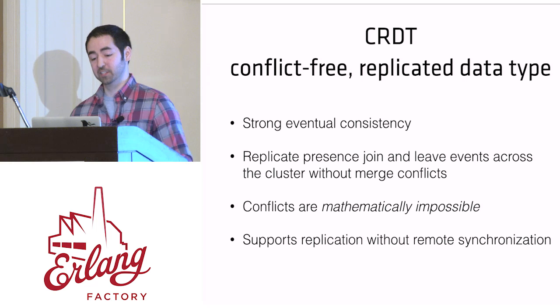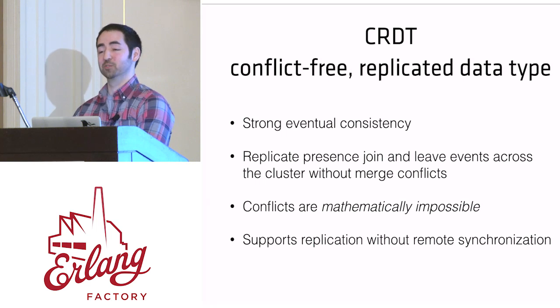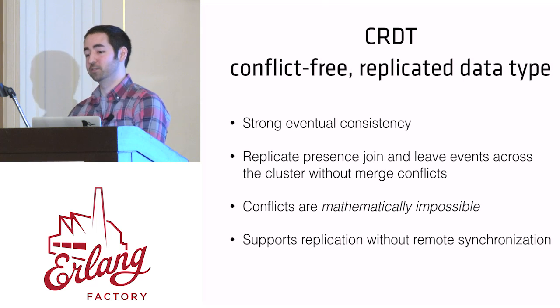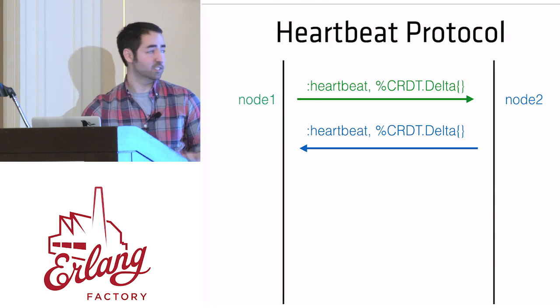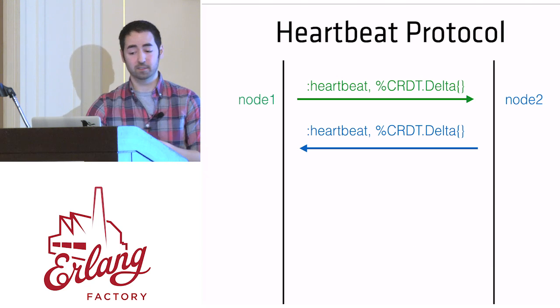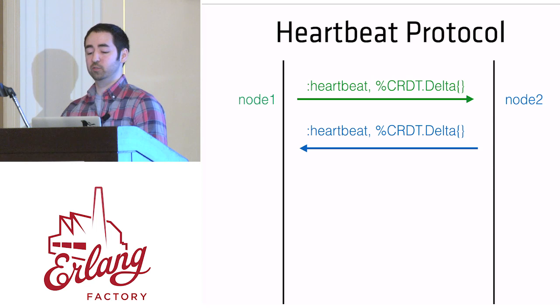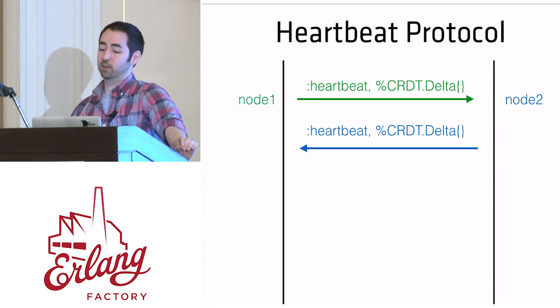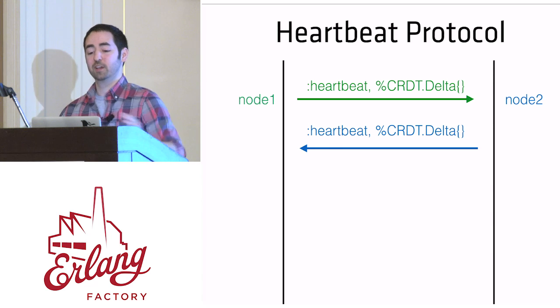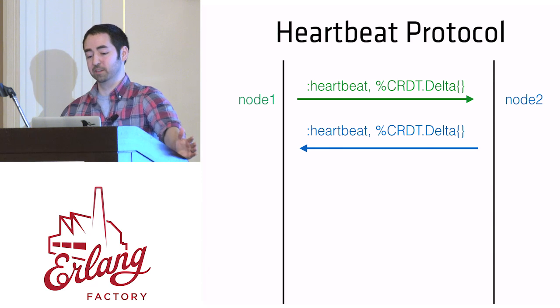Conflicts eventually commute, or conflicts are impossible, so as long as all nodes eventually receive all messages, we'll have strong eventual consistency. And then we have a simple heartbeat protocol to actually replicate state right now. We're looking into gossip protocols. If you're familiar with SWIM, it implements an infection-style gossip protocol, but we're starting simple because heartbeats are very simple to implement and reason about.